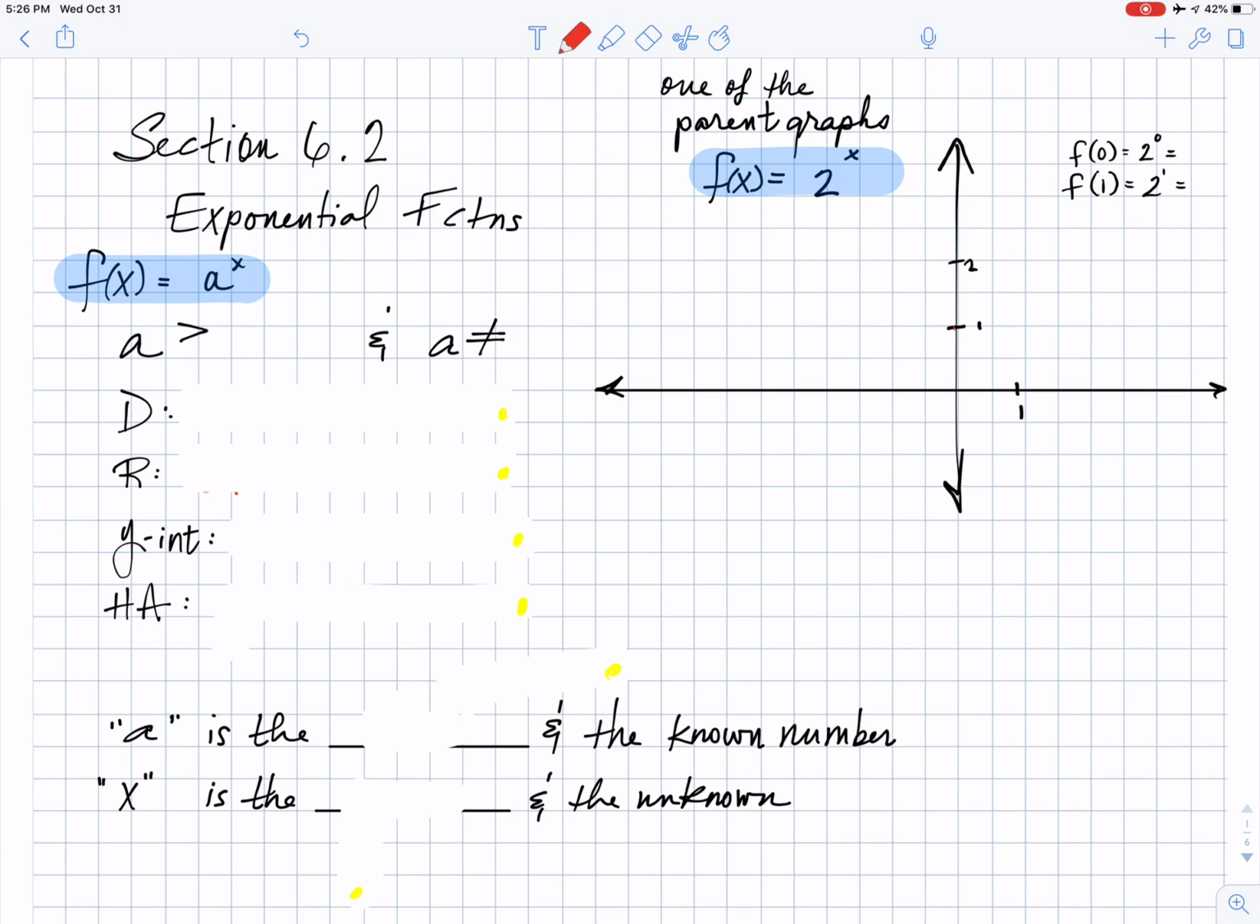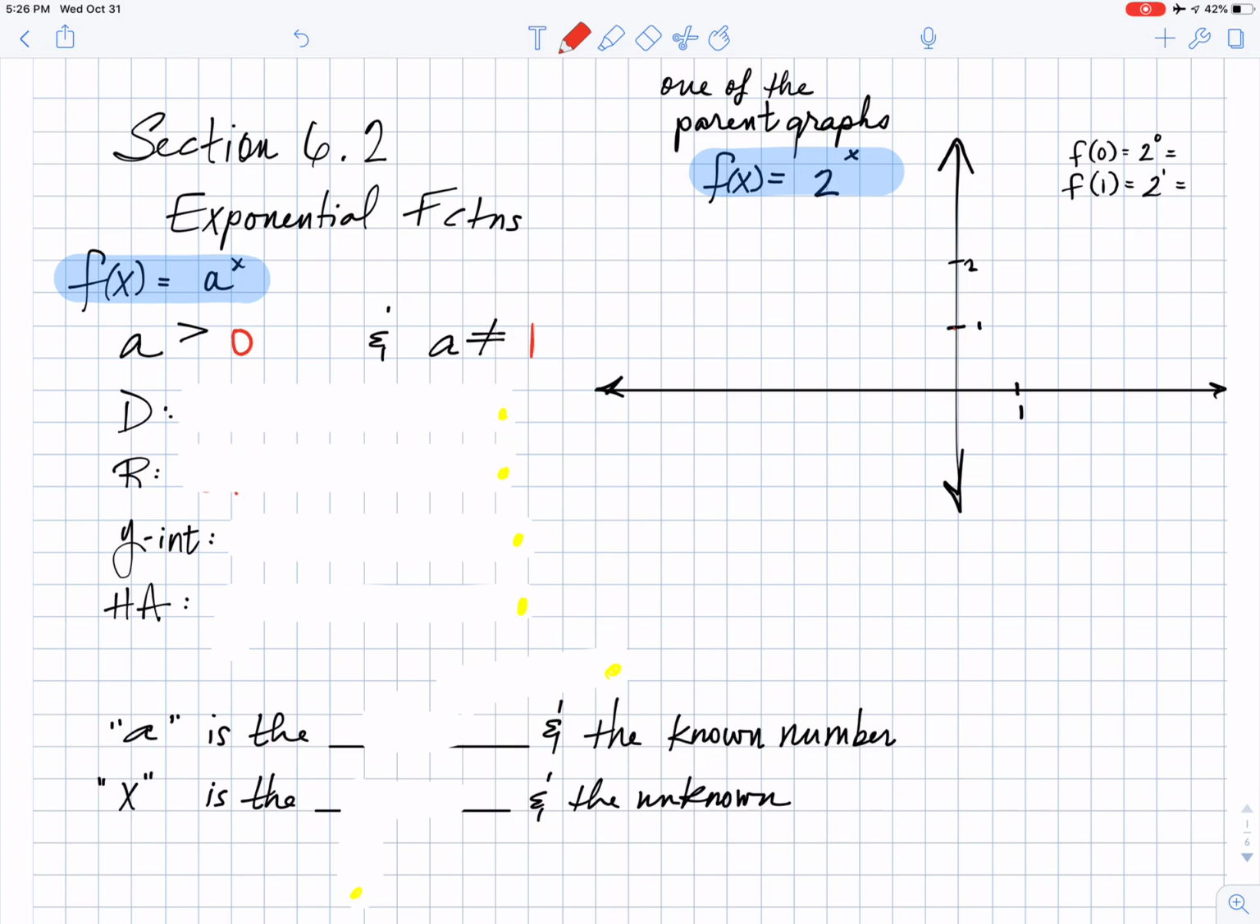A couple of rules about that a value, that number that I'm talking about. First of all, it has to be positive, so a has to be greater than 0. And secondly, a is not allowed to equal the number 1. When you think about it, 1 to the x power is just 1, so that would be a really boring graph.